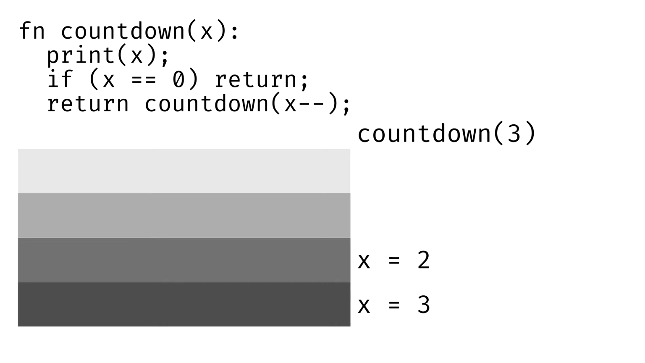As we move through our function, we know that x is not equal to 0. So we return countdown of x minus 1. So we put a 2 on the stack and then a 1 on the stack. And we'll keep going with this until we hit our base case of 0, which will still allocate a stack frame. So we'll have 0 on the stack. x is equal to 0 in this case, so we can return.